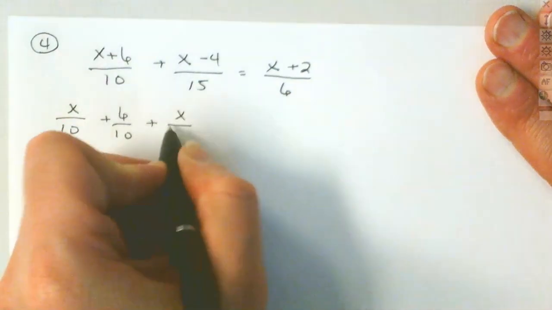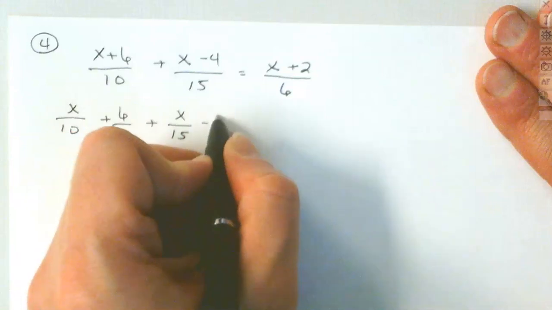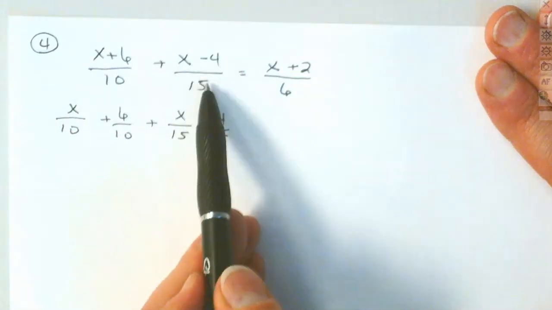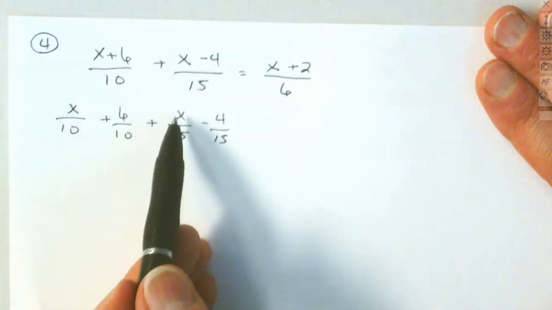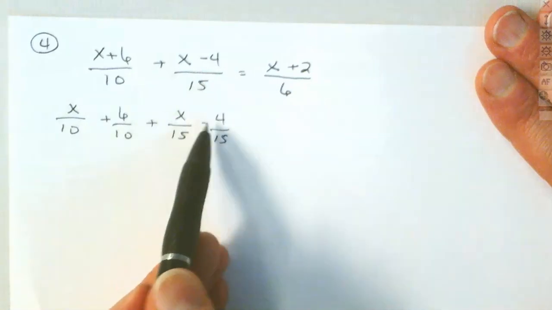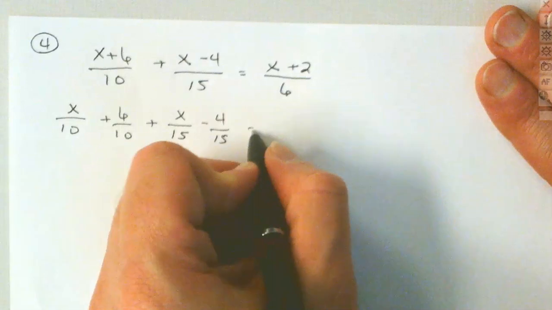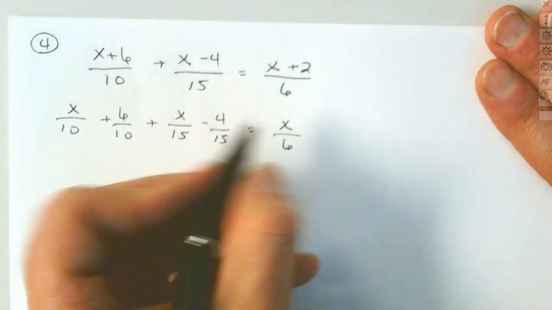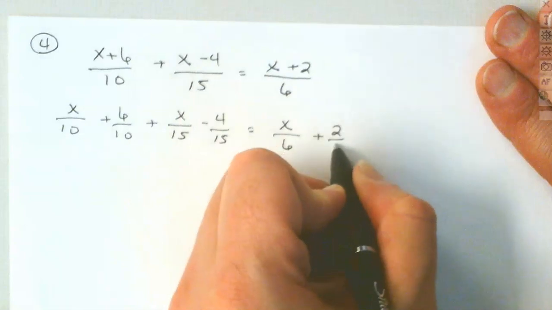This way, when we clear out our fractions, we won't make a mistake. So this one's x minus 4 over 15. So I'm splitting that up into x over 15 and a minus 4 over 15. And then I've got x over 6 and a 2 over 6 as well.